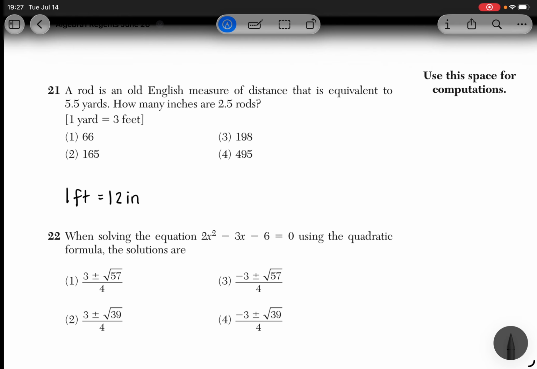And if you notice, we're working with inches here, which is a key part because we want to make sure that we are converting all of our answers into inches, which it doesn't give us that information. So if 1 foot is 12 inches, that also means that 3 feet is going to equal 36 inches. We're just multiplying both by 3. So our new conversion chart is 1 yard equals 3 feet, which also equals 36 inches.